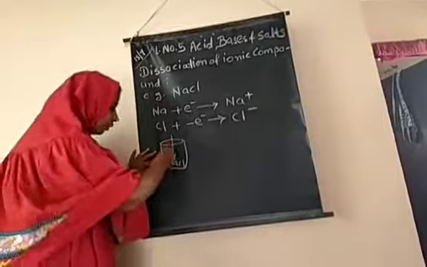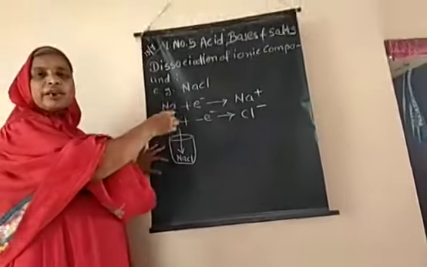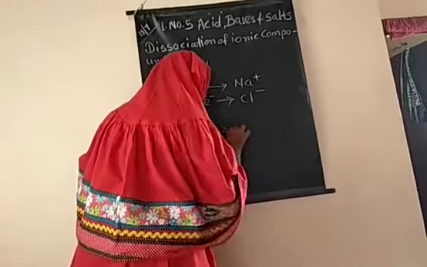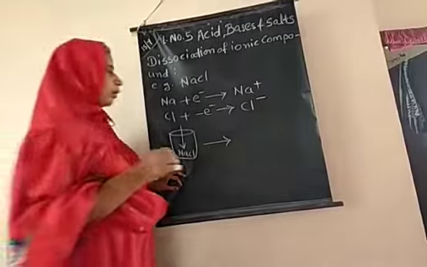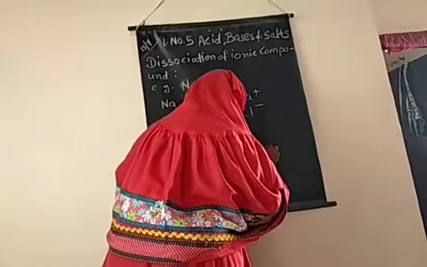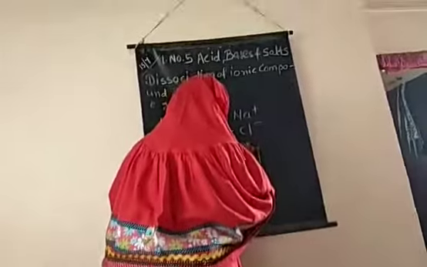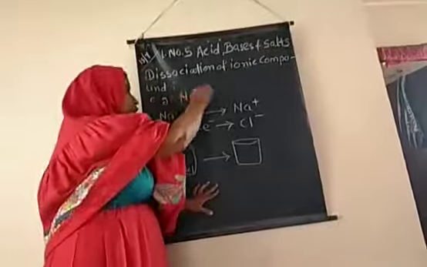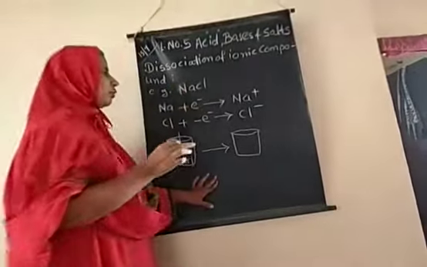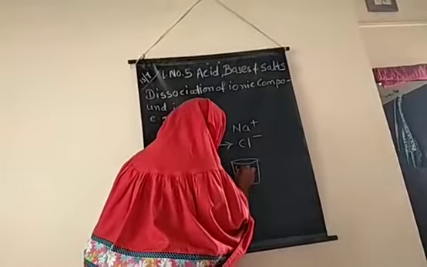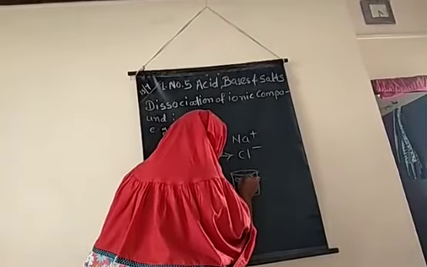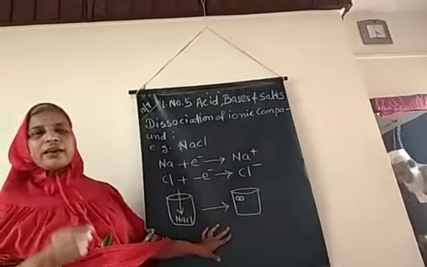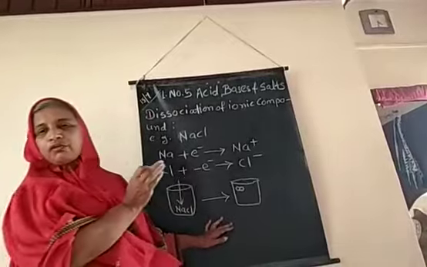Now what happens when solid sodium chloride dissolves in water? Ions already exist in sodium chloride, that is, positive ions and negative ions. Before dissolving in water, these two ions are sitting very closely together like this. One is sodium and one is chlorine, and they sit very close together with the force of attraction.